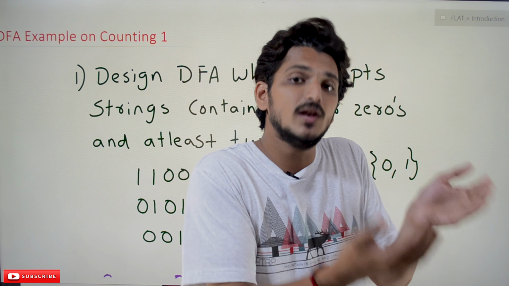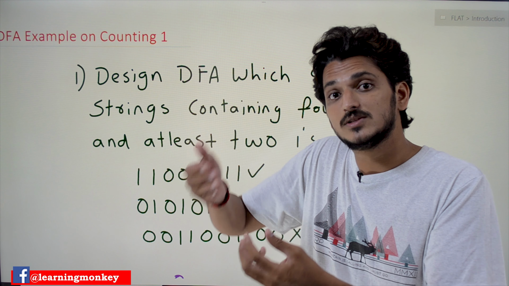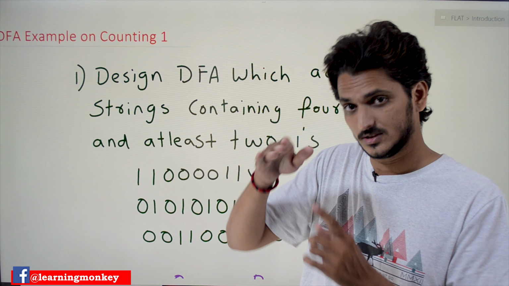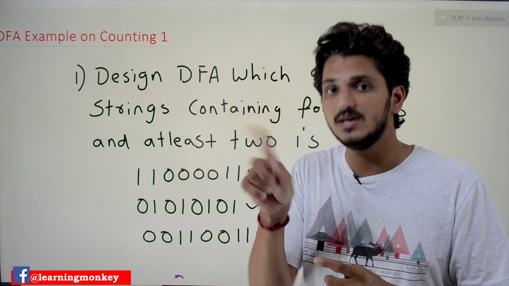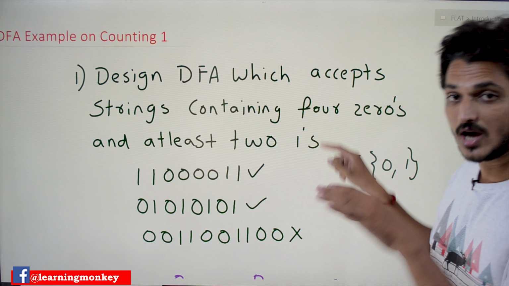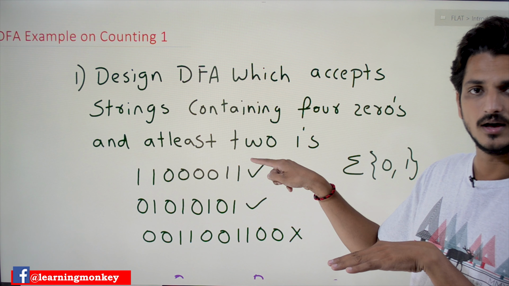Coming to today's class, the example is: design a DFA which accepts strings containing 4 zeros and at least 2 ones. In our last example, we were counting multiples of 3 zeros. We counted only a single variable, only 0. Multiples of 2, even numbers, 0 should be even, we counted that. Here we have to count both the variables: 4 zeros and at least 2 ones. The design is a bit complex to understand, so please concentrate on it.